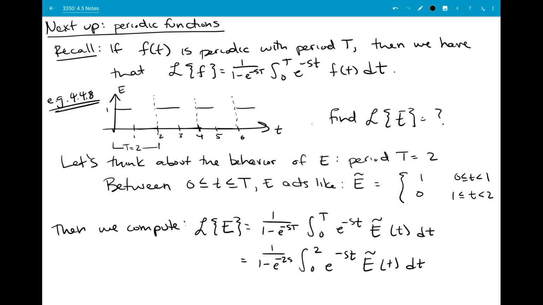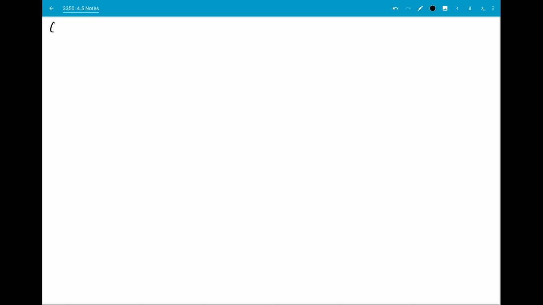And I don't think I can finish out this integral on this page, so I will go ahead and continue it right here. That way things don't get to be too cramped.